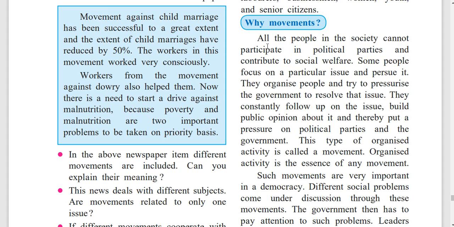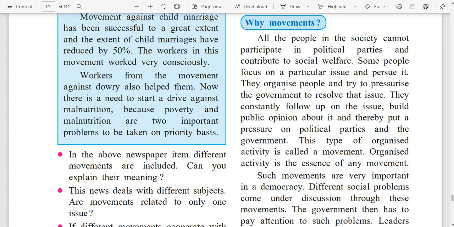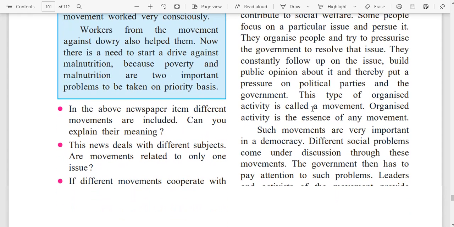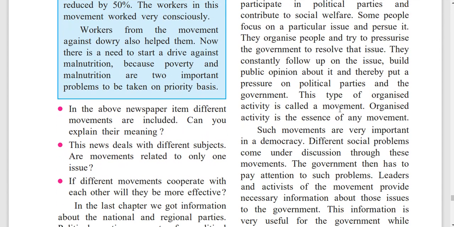Why movements? All the people in the society cannot participate in political parties and contribute to social welfare. Some people focus on a particular issue and pursue it. They organize people and try to pressurize the government to resolve that issue. They constantly follow up on the issue, build public opinion about it, and thereby put pressure on political parties and the government. This type of organized activity is called a movement.